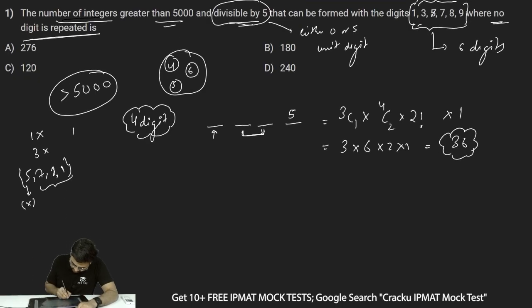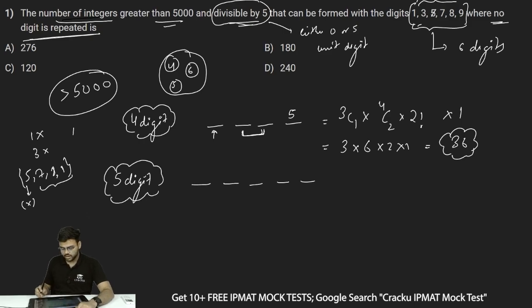Now let's look at the number of 5-digit numbers. It is 1, 2, 3, 4 and 5 digit. Again it should be divisible by 5, so the last digit should be 5. The number of ways of filling the last digit is 1. Now we are left with 5 digits, which are 1, 3, 7, 8 and 9, and we have 4 places to fill. So out of these 5 digits, I have to choose 4 digits, so 5C4, and then I have to arrange these 4 digits as well.